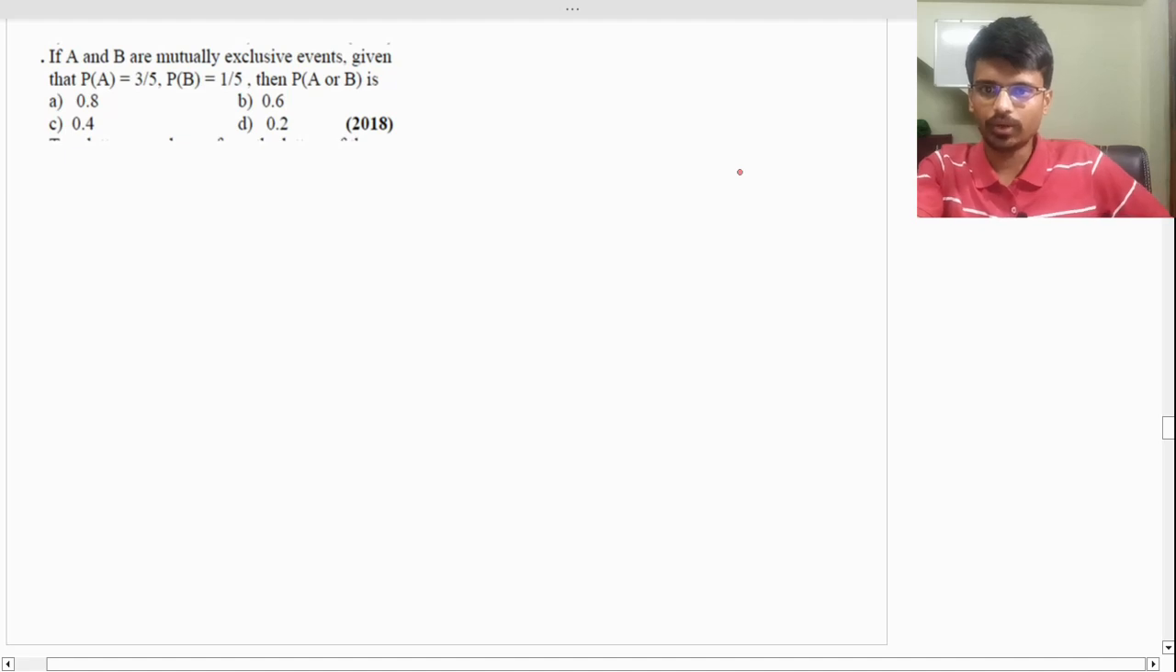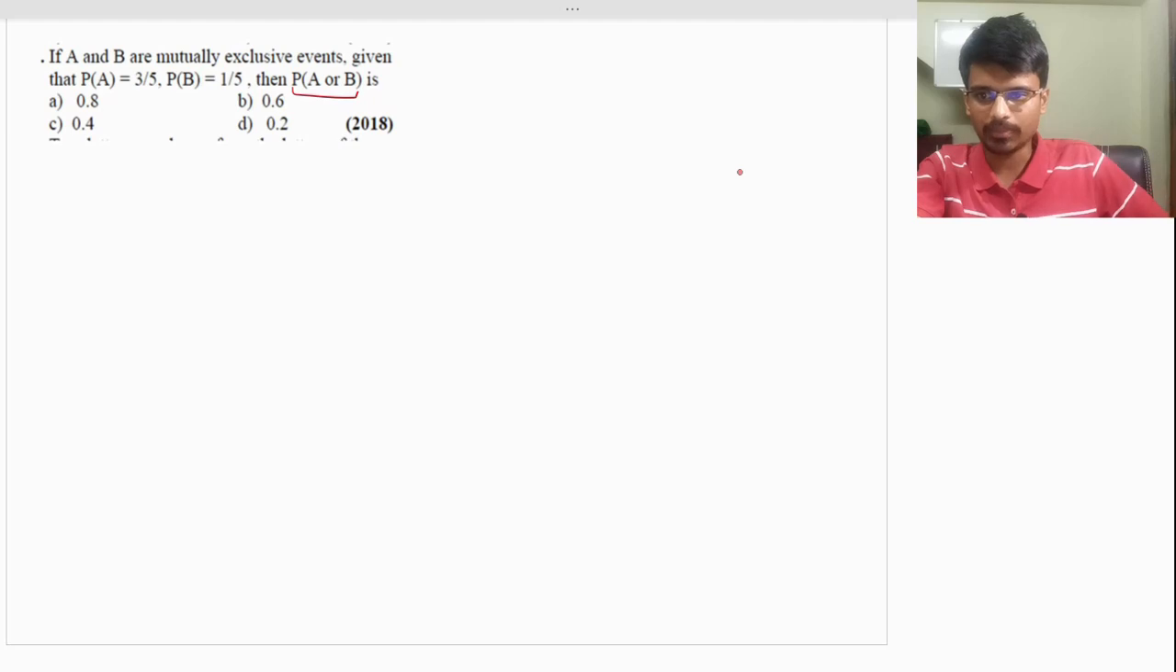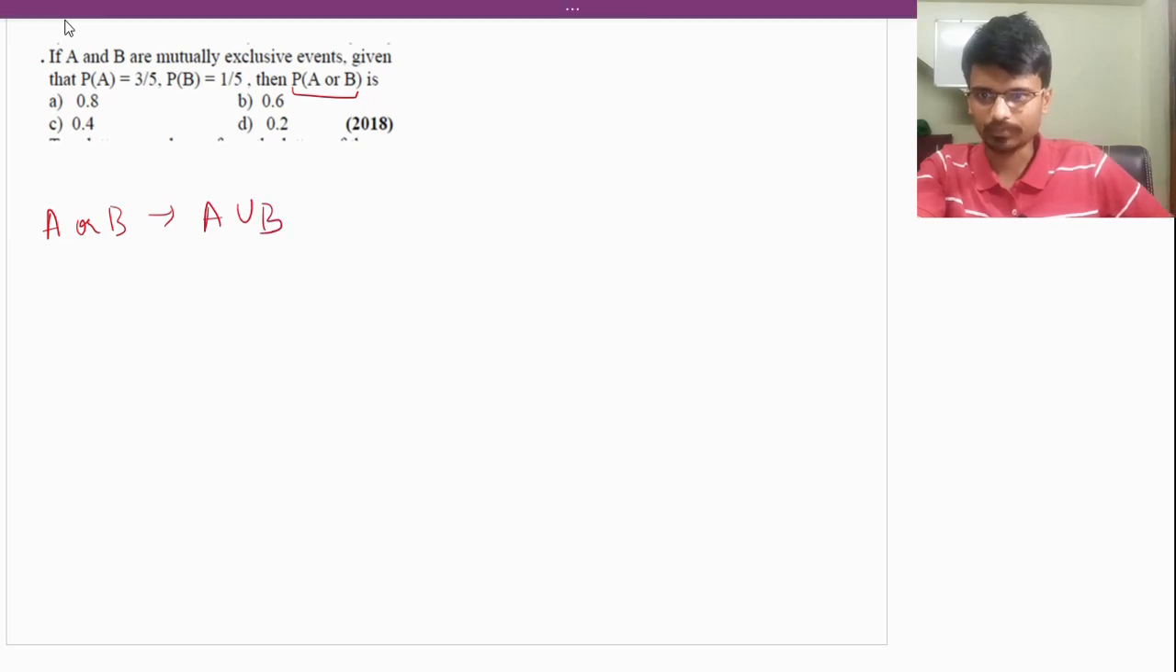Okay, moving on. See again, P of A or B. A or B means A union B. If A and B are mutually exclusive events, given that P of A is equal to 3 by 5, P of B is 1 by 5, then P of A or B is. My attention was on this part of the question, so the natural instinct was to start solving, and I skipped the reading part of the question.